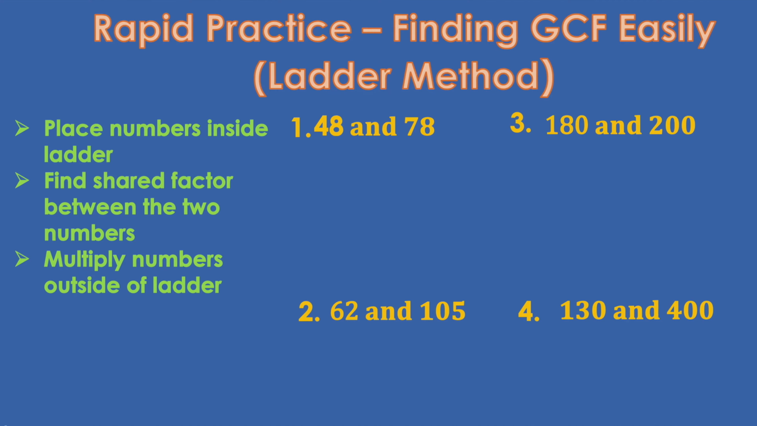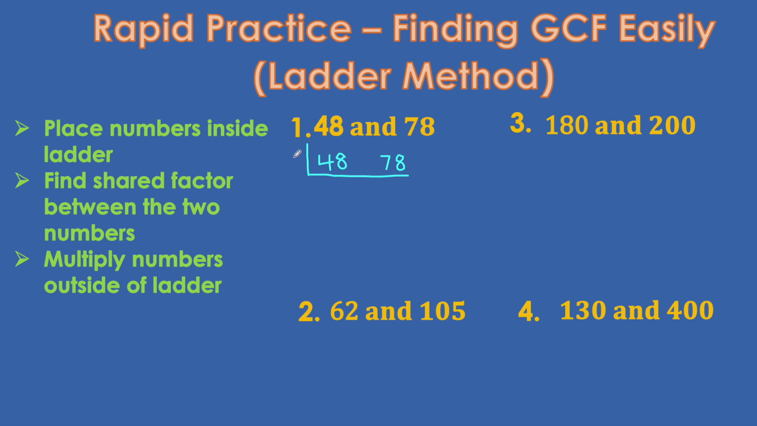All right, let's get into these 4 problems. We have our 3 steps written here on the side in case you need a refresher. The first problem, find the GCF between 48 and 78. First, we are going to write out the numbers, 48, 78. Draw our ladder sign. Think of a common factor between 48 and 78.